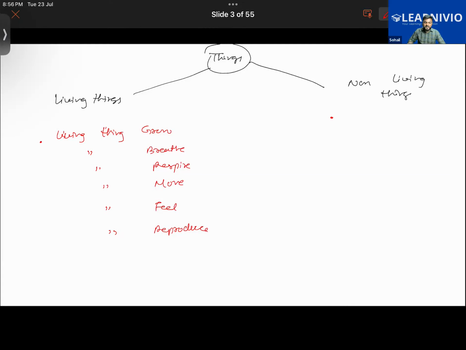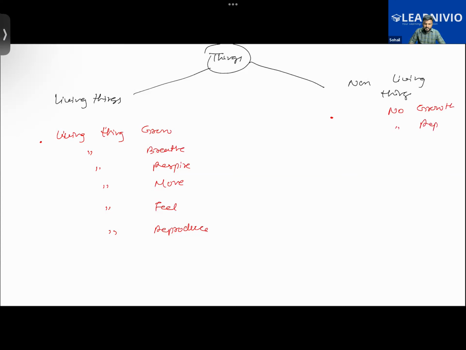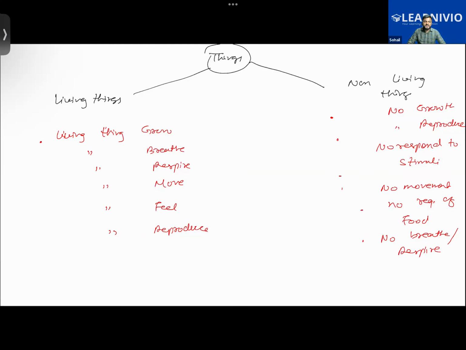In the case of non-living things, they do not grow. No growth is observed in them. No reproduction. They don't respond to stimuli. They don't move. They won't show any movement, and there is no requirement of food. Also, they will not breathe, no breathing or respiration.